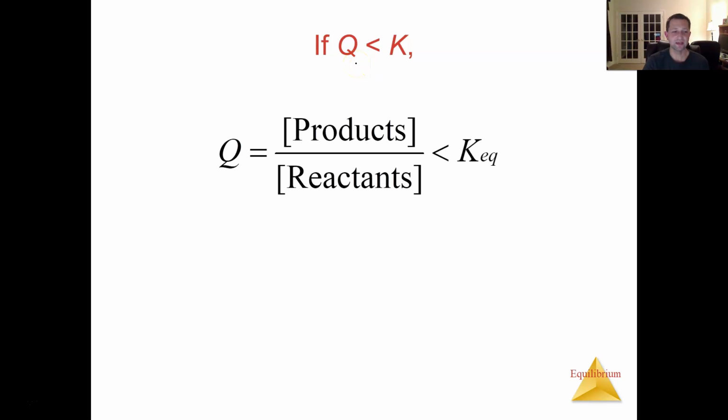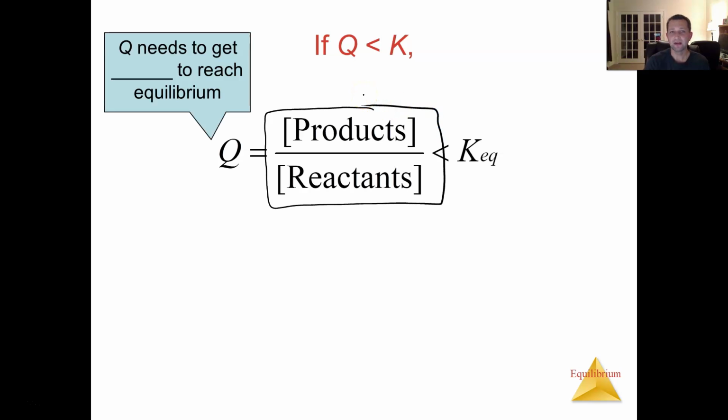If I have the opposite, then the opposite is true. So if Q is less than K, then again, the Q expression is products over reactants. It's less than KEQ, so this ratio right here is too small. I'm not at equilibrium here. What does Q need to do then? Q needs to get larger, because it's less than K. How do I make it larger then?